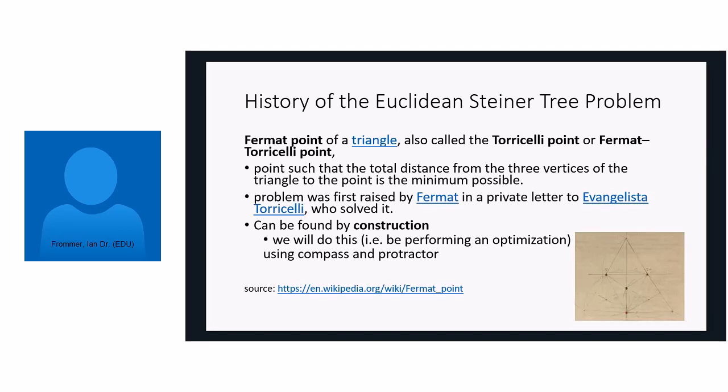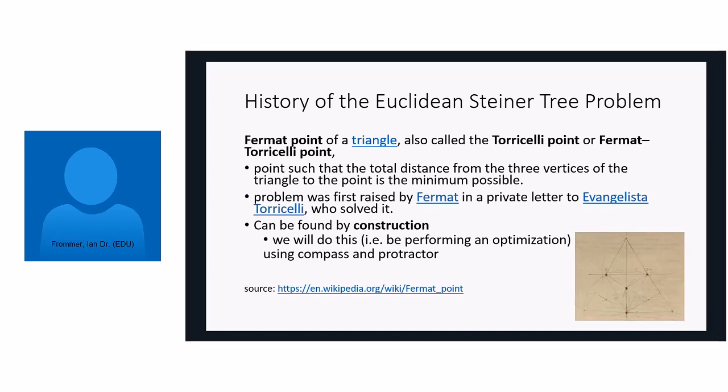But what's cool is that this can be found by construction, and this is what we're going to do with the compass and protractor. So again, I want to emphasize that this is a really unusual case for us in optimization. We're going to solve an optimization just with straight edge and compass and some math principles underlying that. The Wikipedia page is good on this if you want to look at that.